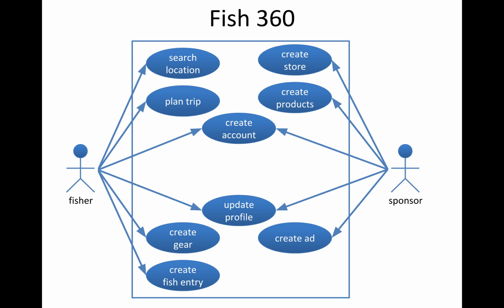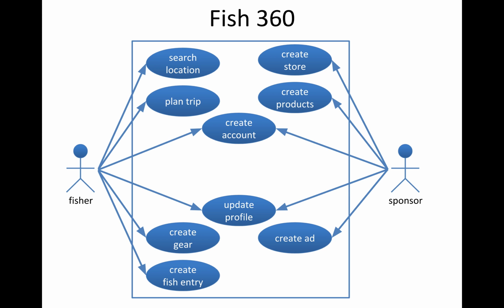The sponsor might want to add products, or create a store on our system. They might want to create an ad and target the fishermen on their gear. Some use cases are shared amongst the sponsor and the fisherman. For instance, they both need to create an account. They both need to update a profile. And this is going to drive the data model, the various domain objects and classes and their relationships.